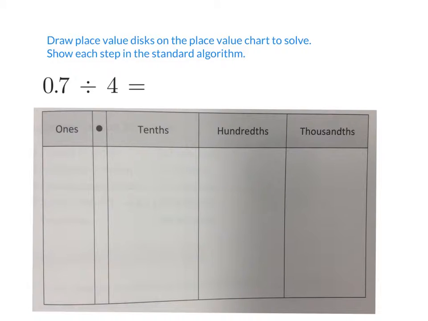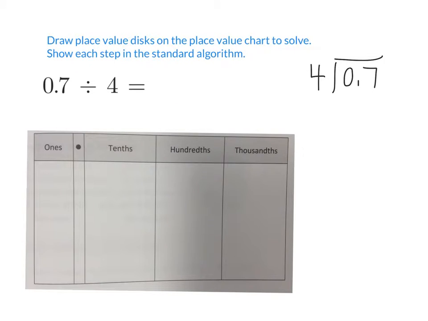If I want to write this using the standard algorithm, I have to write the whole in the house, 0.7, and I have to have the divisor of 4 knocking on the door. Go ahead and set that up, and then you also need a place value chart. That will be ones, tens, hundreds, and thousands. Our divisor is 4, which means we are trying to split it up into 4 equal groups. So near the bottom of your place value chart, go ahead and draw 4 equal groups.